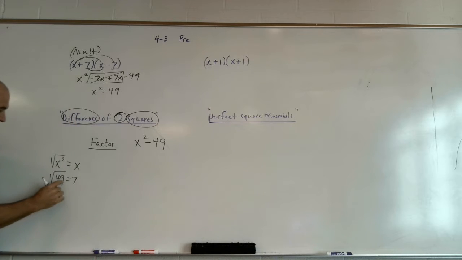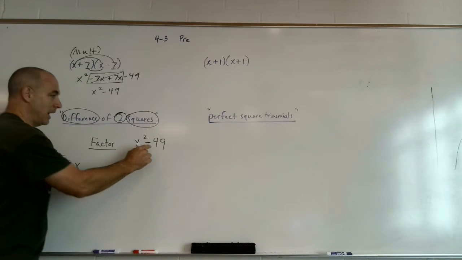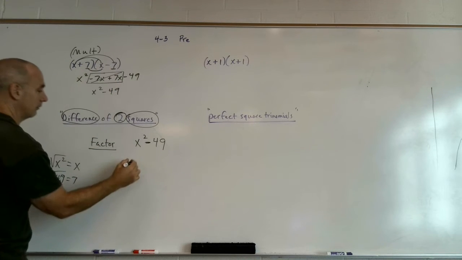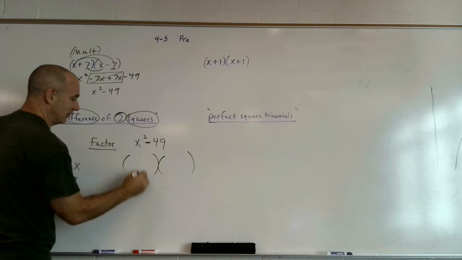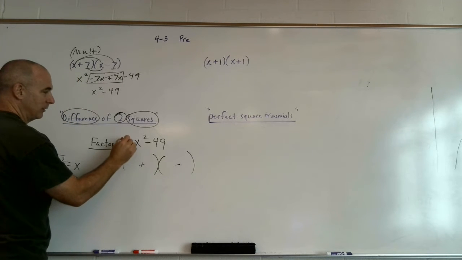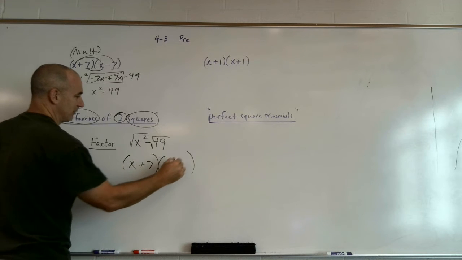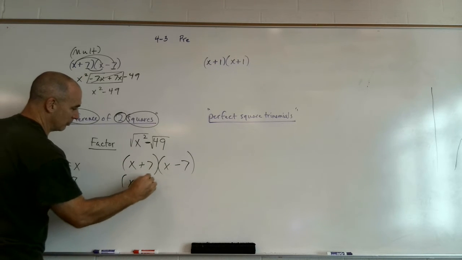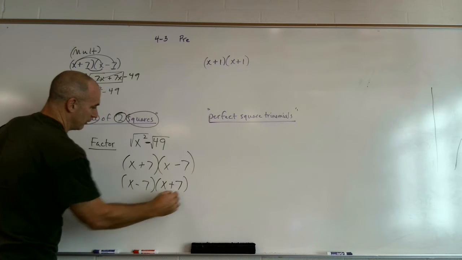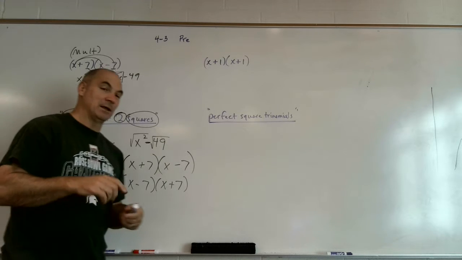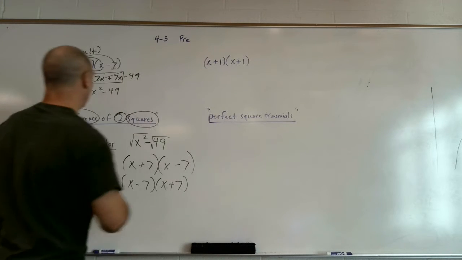If this was a 48, I don't get a perfect square. And this little technique wouldn't work. But if you notice it's a difference of two squares, you can already kind of look. You just make a set of parentheses. One's a plus, one's a minus. You take the square root of the first term, put it in the first spot. You take the square root of the second term, put it in the second spot. And yes, you can change the order as long as one of them's a minus and one of them's a plus.